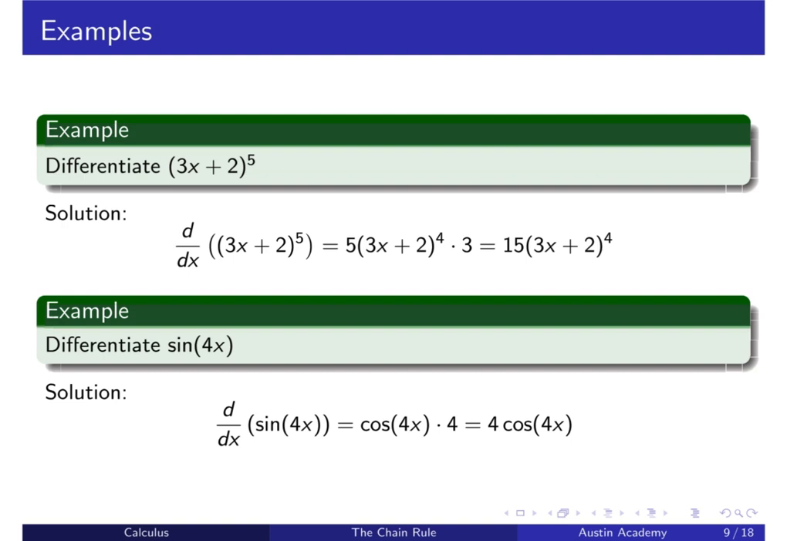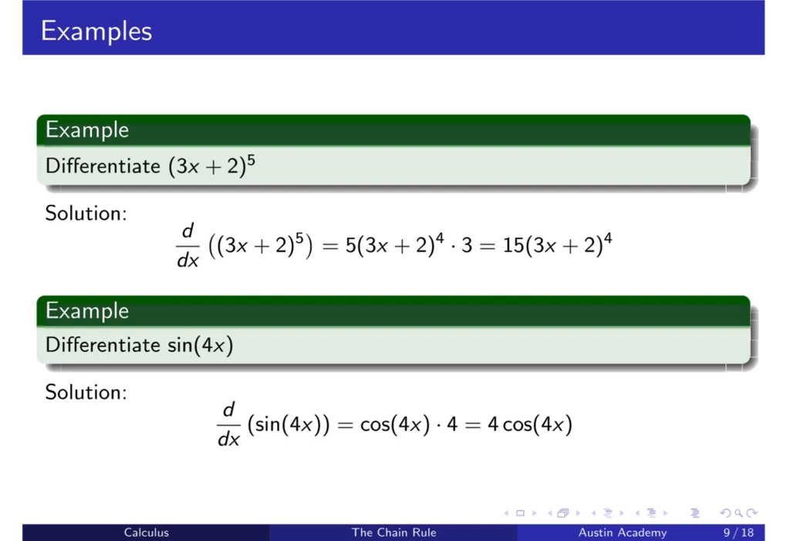Example 1. Differentiate, open parenthesis 3x plus 2 close parenthesis raised to the fifth power. We apply the chain rule. Derivative is 5 times 3x plus 2 raised to the fourth times 3. Final answer, 15 times 3x plus 2 raised to the fourth.